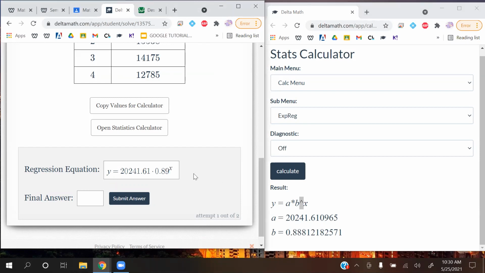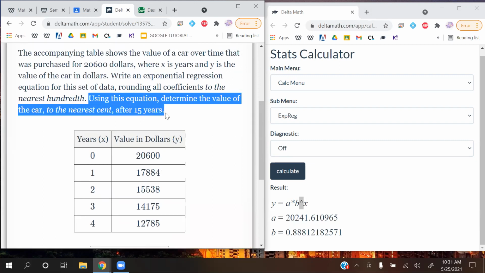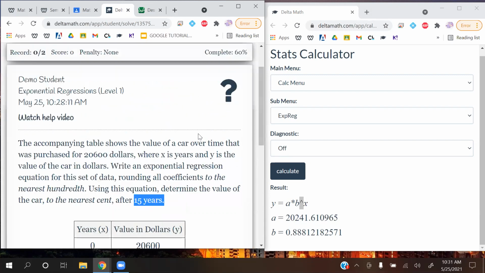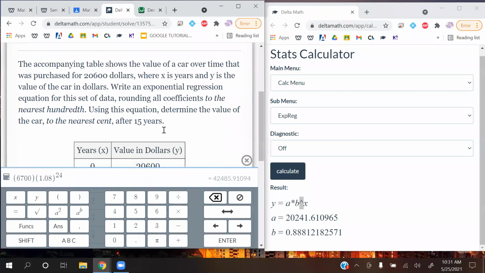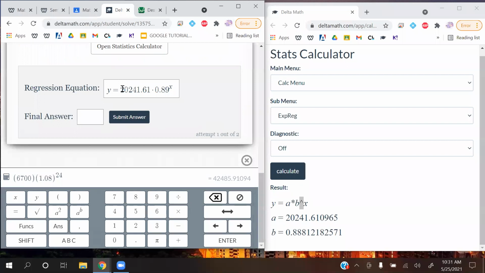All right, so now that we got our equation, we have one more thing to do. We have to get our final answer. So what in the world is our final answer? Let me scroll up. Using this equation, determine the value of the car to the nearest cent after 15 years. So we want to know something after 15 years. That means we're going to be plugging in 15 as our x value. So let me go get my calculator. So we're going to be plugging in 15 as our x because it says after 15 years. So I'm going to copy this. I think you can copy and paste this. Paste. Okay, cool. So instead of the x, I'm going to type 15 because it's after 15 years.